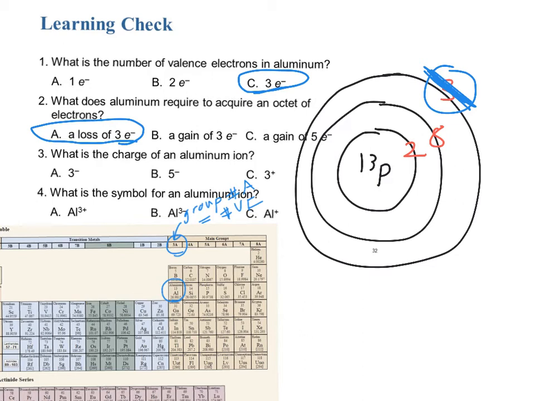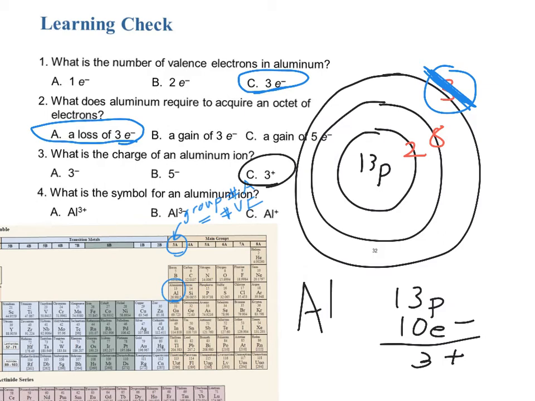If it loses 3 electrons to obey the octet rule, what's the charge on aluminum going to be? Well, it would have 13 protons, and we lost 3 electrons, so it would only have 10 electrons, so it would have a net of 3 extra protons, so it would have a positive 3 charge. We'd write its symbol by writing the elemental symbol for aluminum, the magnitude of the charge, and then its sign.